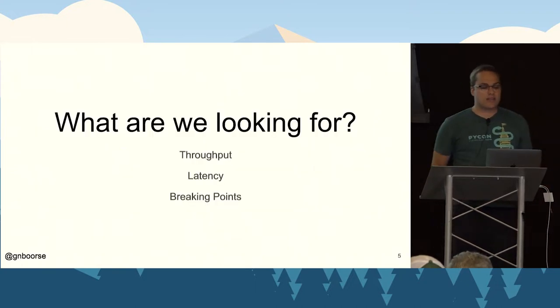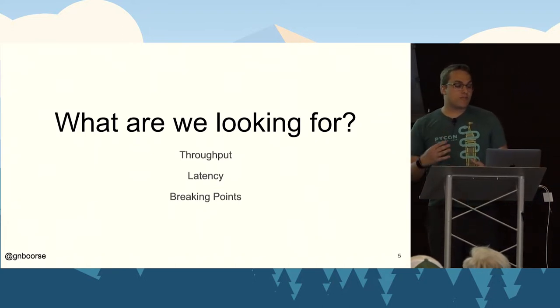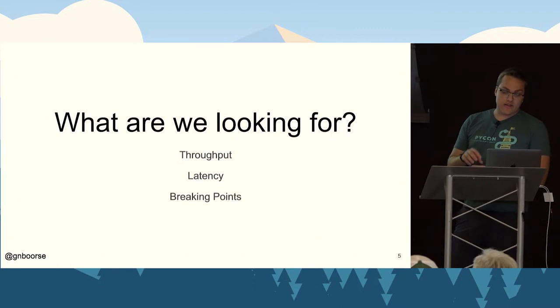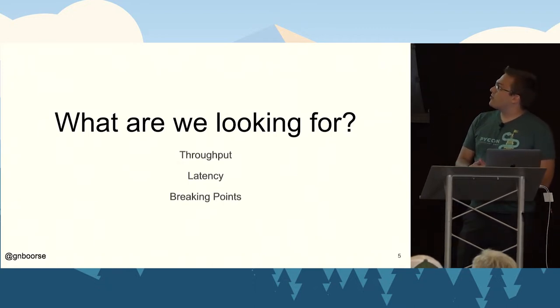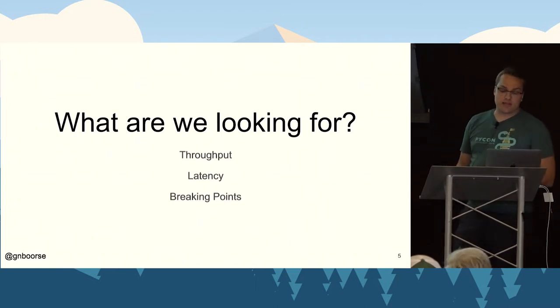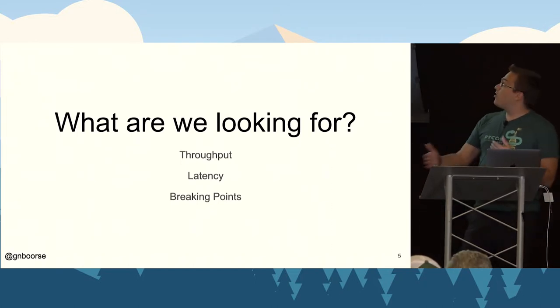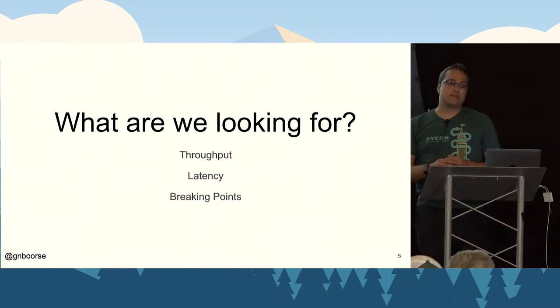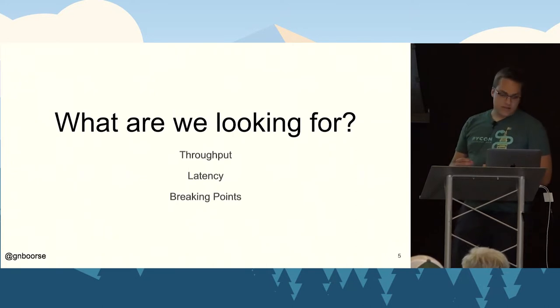And so the questions we're asking while we're load testing are, what sort of metrics are we getting out when the site is experiencing heavy load, right? And so these are the three metrics that we're looking for. Throughput is a measure of how many simultaneous requests we can handle before something catastrophic happens, right? And then latency is how long do these requests take? And then finally, as we're experiencing throughput and latency, what kind of breaking points do we see? And these breaking points are situations where the application just gives up and dies, right?